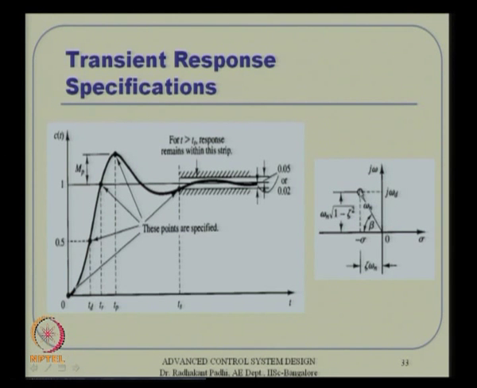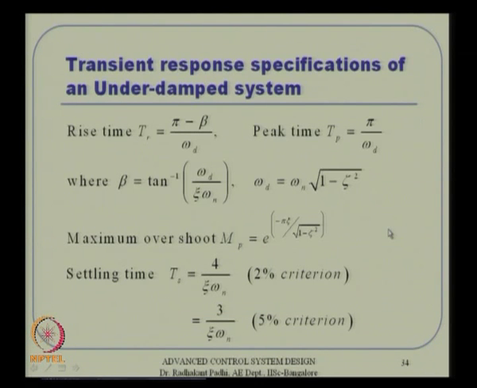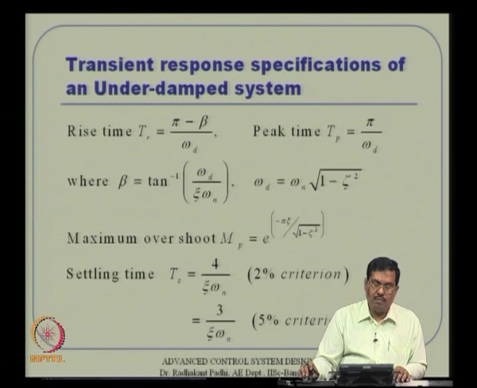And then this radial distance is nothing but omega n. The distance along the y axis is omega d. The distance along the x axis in the negative direction is sigma, and this is nothing but zeta into omega n. Some of these things are very handy in visualizing the response behavior. And there are exact values available for these quantities. For example, rise time can be given exactly by this definition, (pi minus beta) by omega d, where omega d is already defined and beta can be defined that way. Peak time is given like that, maximum overshoot is given like that, and settling time is given like that.